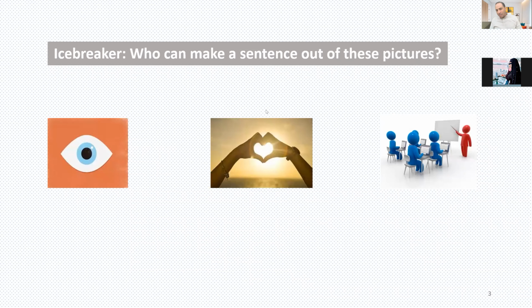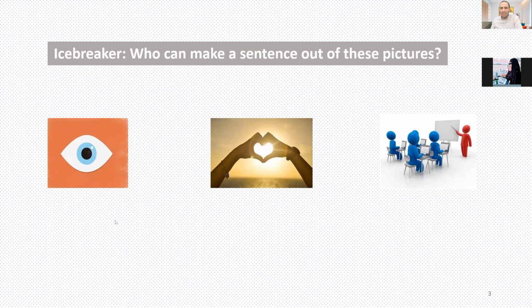This is an icebreaker. Who can make a sentence out of these three pictures? Write a sentence in the chat from these three pictures. Who can guess the first word? I love teaching. Oh, wonderful. I don't like teaching. Okay, I love my students, or I love teaching. Yeah, this is a very good one as well.